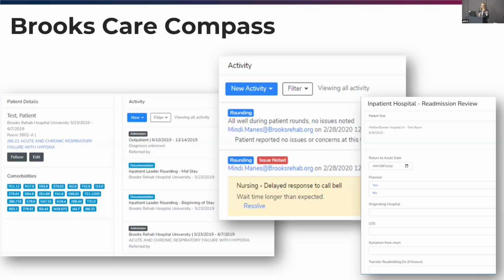The image on the left is what we see as our patients are transitioning through our system, and certain patient characteristics. In the middle, you see a communication tool where we are doing rounding on our patients, and we can let our teams know, hey, nursing found a delay, and we might want to round on this patient and follow up because we noted an issue, excuse me. And then, like I said, on the right, this was a readmission review, and we can collect those data internally through assessments through the Care Compass. And again, these data are integrated with our clinical data warehouse. It goes both ways.